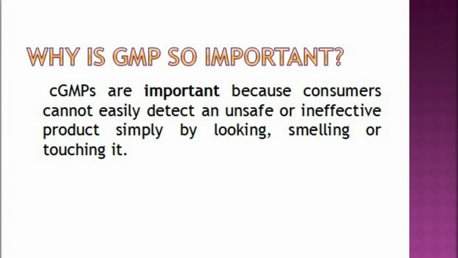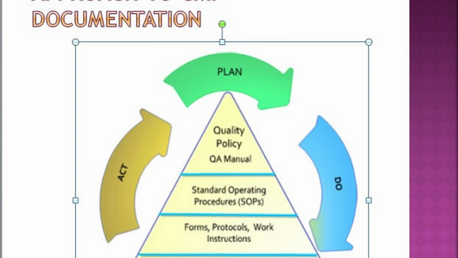This slide explains the structured approach to GMP documentation based on the Plan-Do-Act cycle, which is fundamental to quality management systems. At the top is the plan phase, which begins by defining the quality policy and creating the quality assurance manual. This document sets the foundation for all GMP activities by outlining objectives and responsibilities.